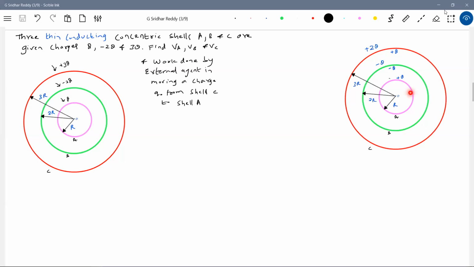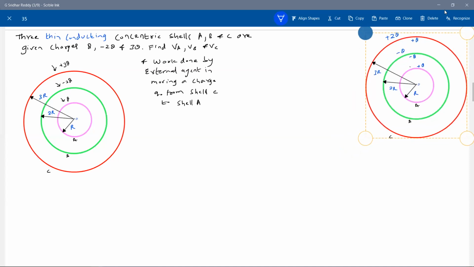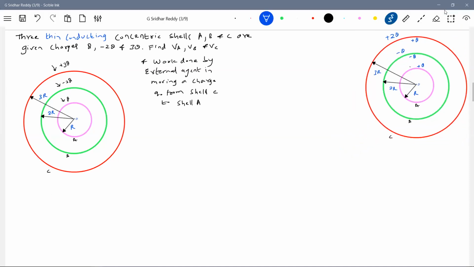Looking at this diagram, you can find out the field, or the potential, anything, let it be. Okay, let's calculate first the potential of shell A. And this is for your reference. They may ask you. I'll push it to the corner. Okay, now looking at this diagram, the potential of shell A.